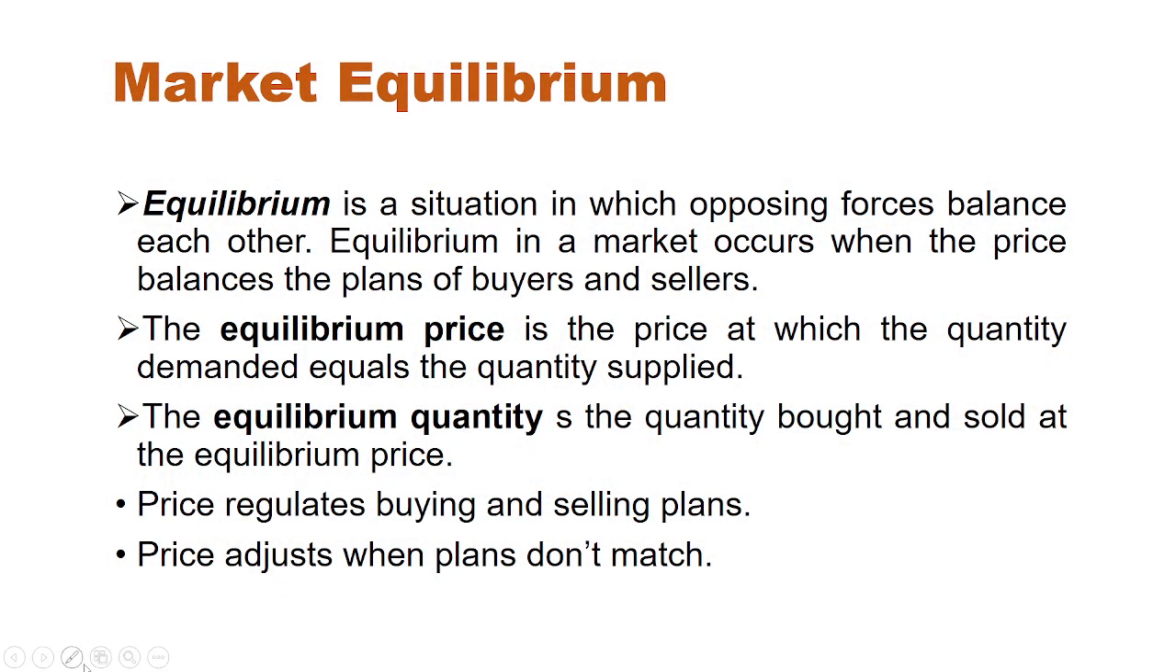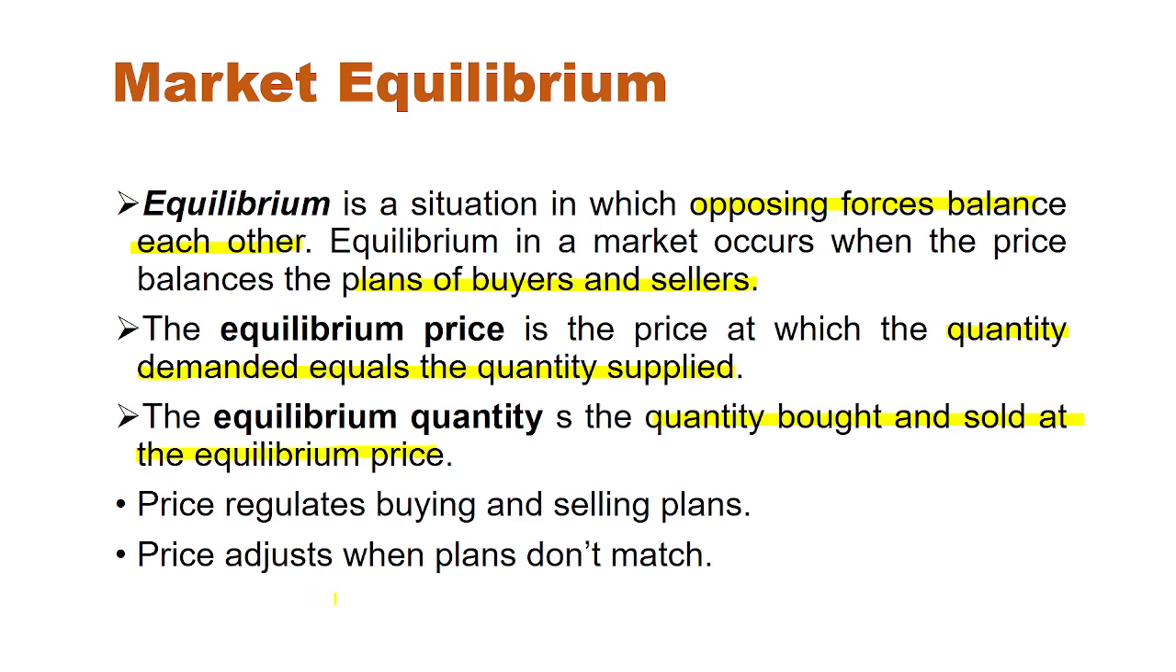So as we know, market equilibrium is a situation in which opposing factors balance each other. Equilibrium in the markets takes place when the price balances the plans of buyers and sellers. The equilibrium price is the price at which the quantity demanded equals the quantity supplied. The equilibrium quantity is the quantity bought and sold at the equilibrium price.